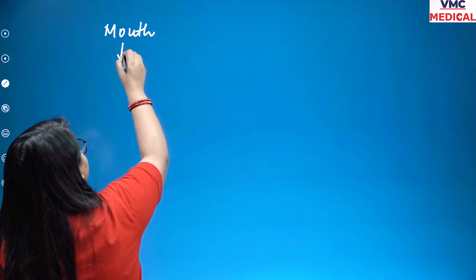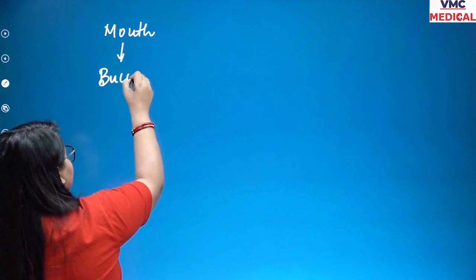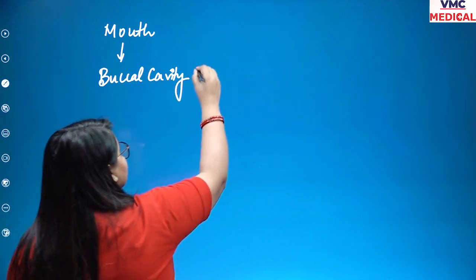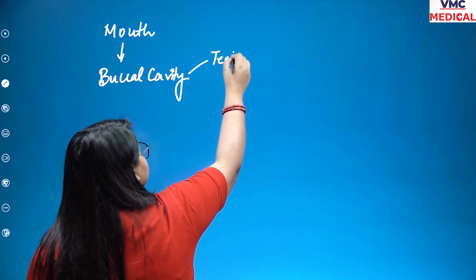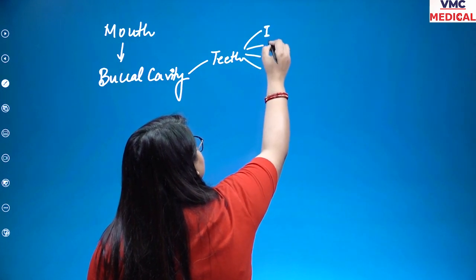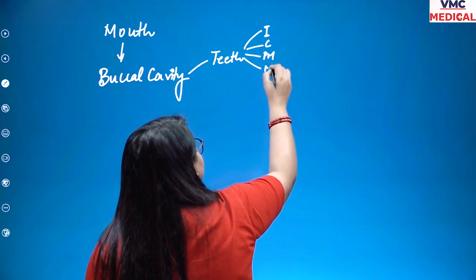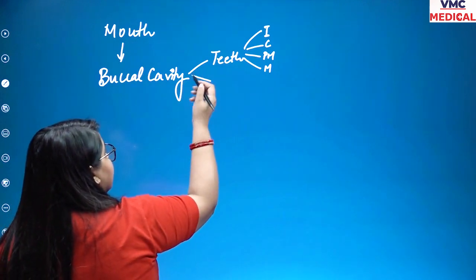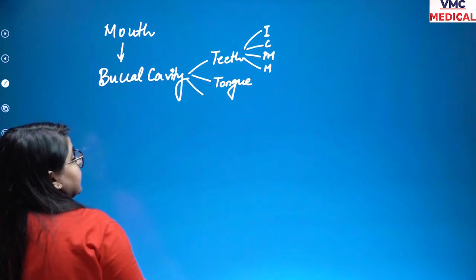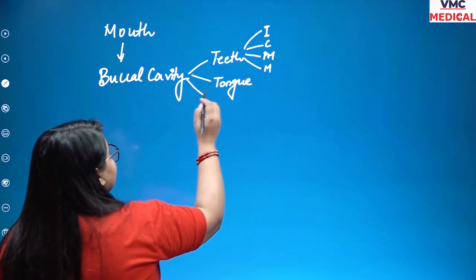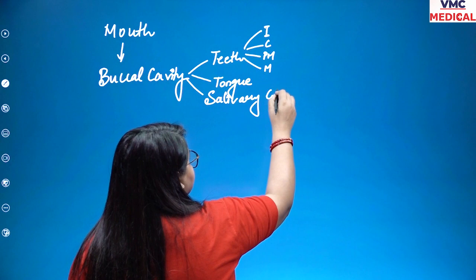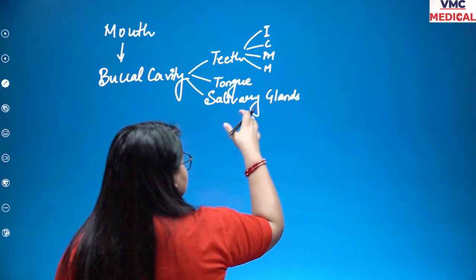So, after mouth comes your buccal cavity. ठीक है? Buccal cavity में तुम्हारे पास होता है क्या? Teeth. Teeth में तुम्हारे पास क्या है? 4 टाइप के हैं. Incisors, canines, premolars and molars. उसके बाद तुम आते हो किस पे? You have a tongue. Which have taste buds, right? Then you have what? Salivary glands. ये salivary amylase secrete करता है.